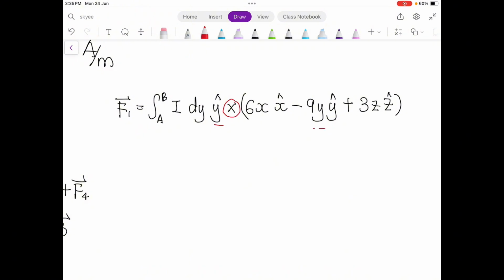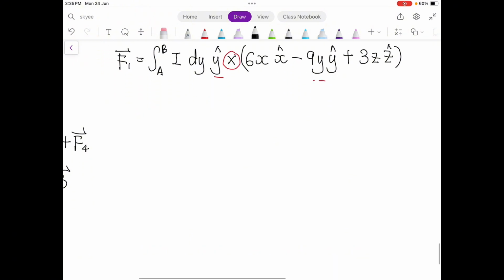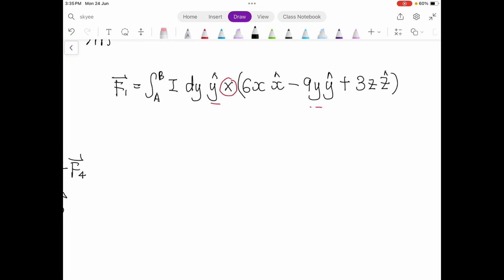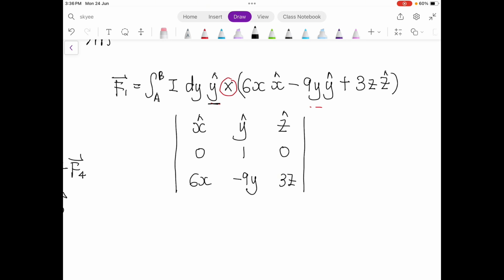To perform the cross product, we cannot use a calculator for this one because we have the x, y, z unit vectors over here, so we are going to do it manually. We have x, y, and z. Here we have y, that is 1, 0, 0, and then cross with 6x, negative 9y, and 3z.